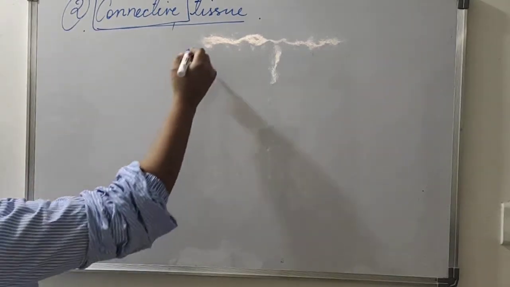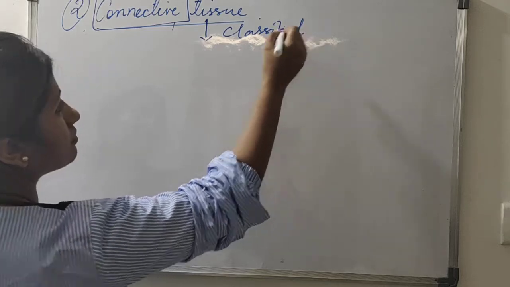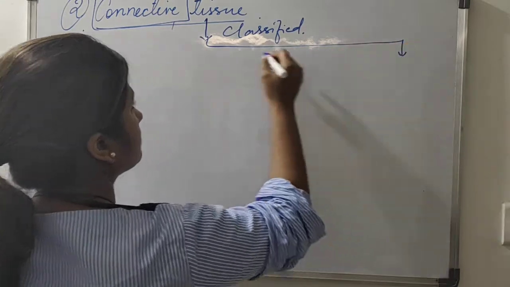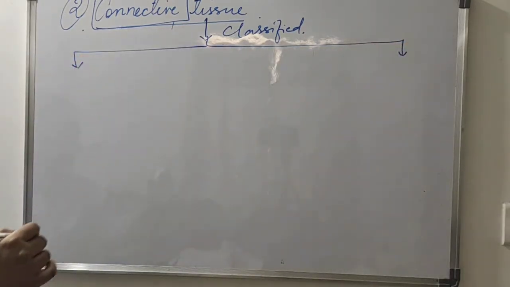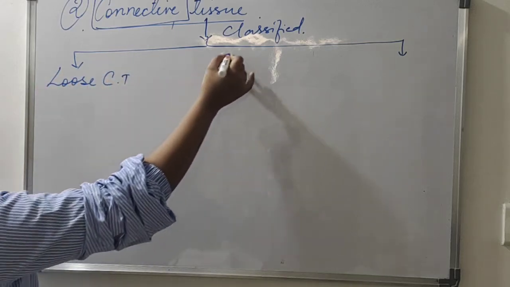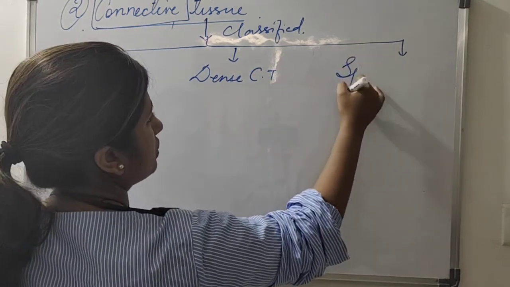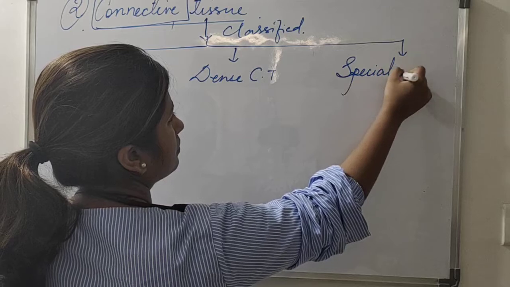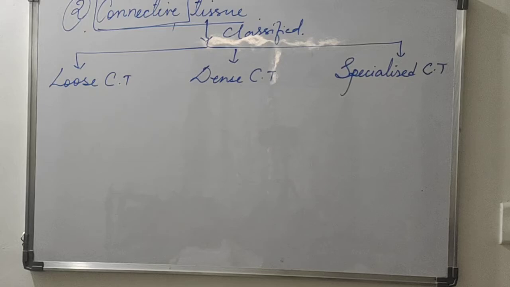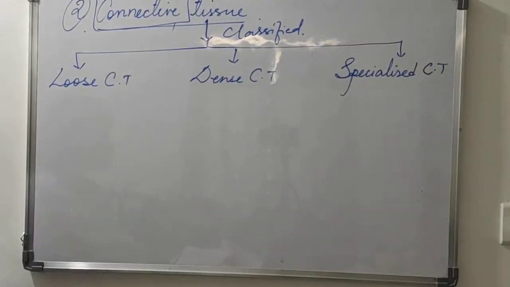Now we will see connective tissues are classified into 3 different types: loose connective tissue, dense connective tissue, and specialized connective tissue. These are the 3 types of connective tissue found in our body. So we will start with loose connective tissue.